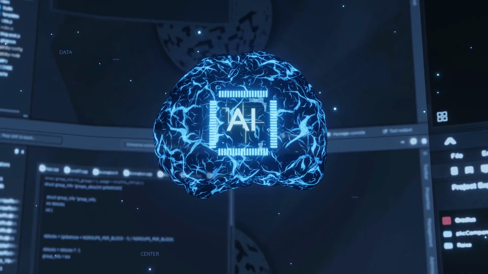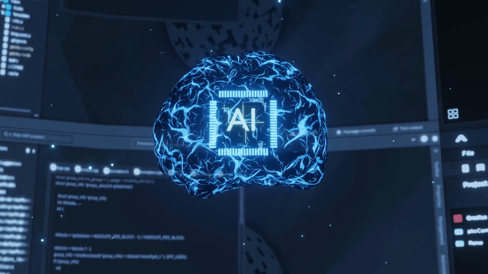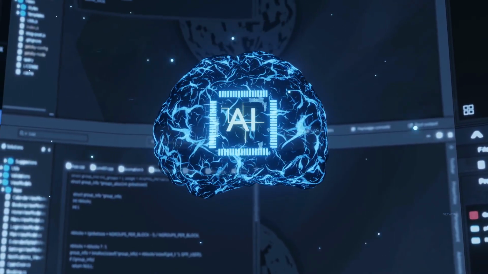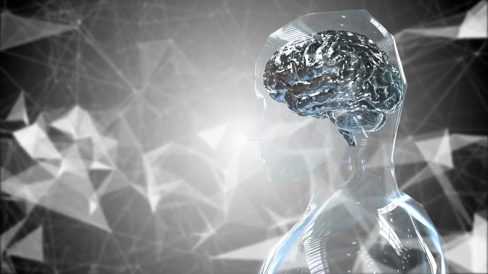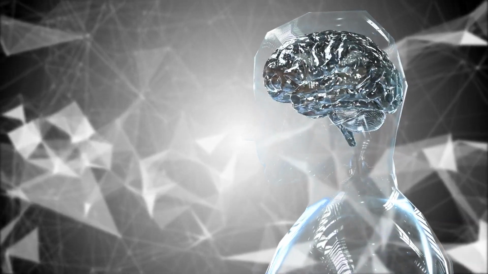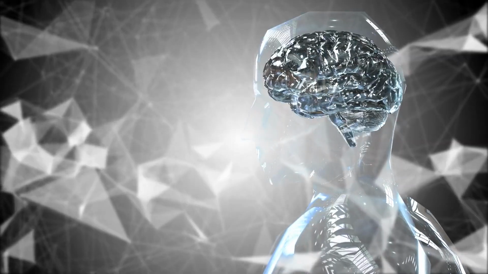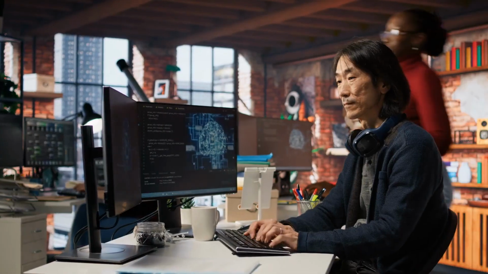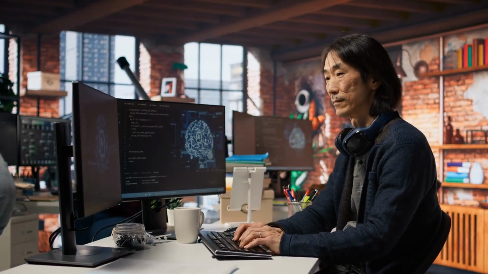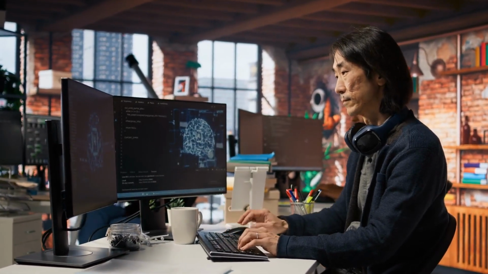Strong code generation capabilities. DeepSeek AI has shown particular strength in code generation. Their models are adept at understanding programming languages, generating code snippets, and even assisting with complex coding tasks. This makes them valuable assets for developers and the broader tech industry.